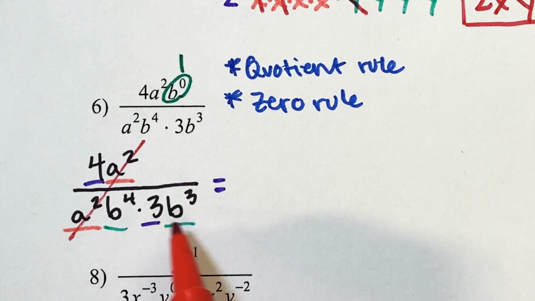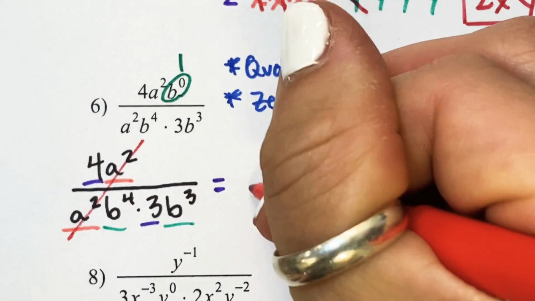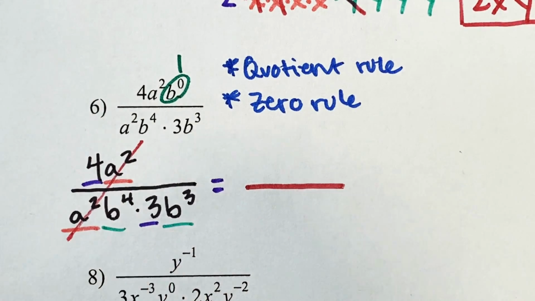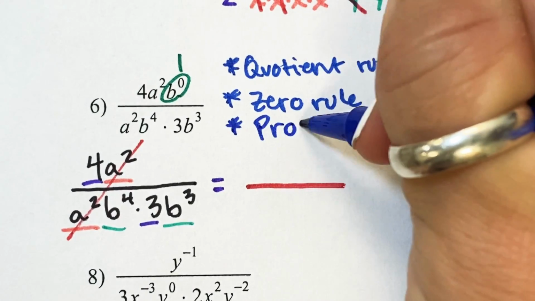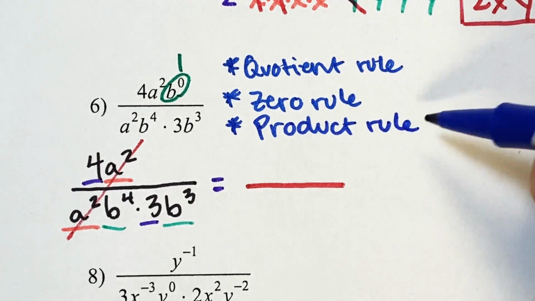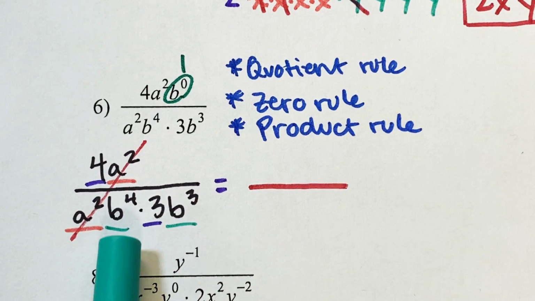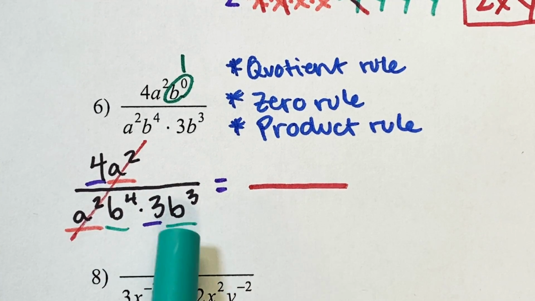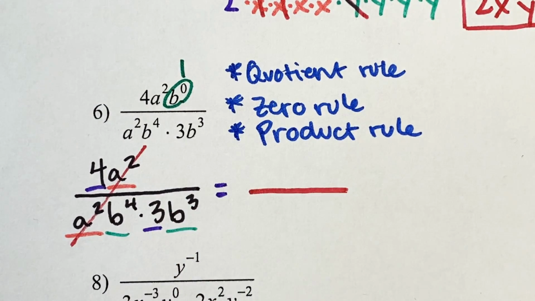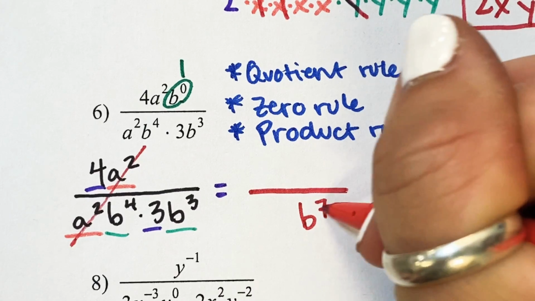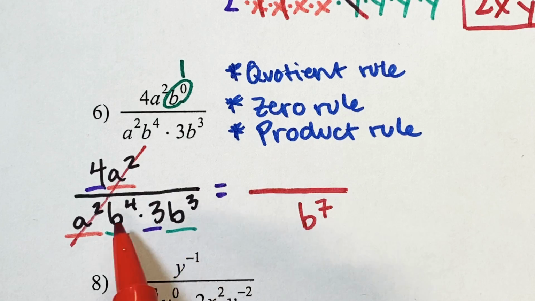So boom, we just got rid of those. What about my b's? They're both on bottom. Are we canceling them out? No. We are combining them using product rule. That's a third rule we used in this problem. Now I have 4 b's being multiplied right here and another 3 b's right here. How many b's do I have on bottom? Or 4 plus 3? I have b to the 7th power, right? Beautiful, so we just simplified those.